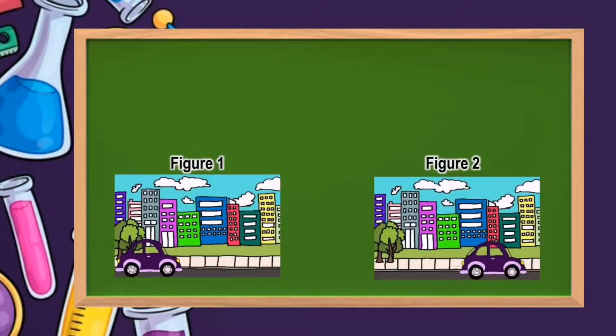Observe figure 1 and figure 2. Infer in which figure the car has moved. Is there a change in the position of the car in figure 2? Yes, there is a change in the position of the car in figure 2. What does the change in position of the car in figure 2 mean? The change in position of the car in figure 2 means that the car has moved.